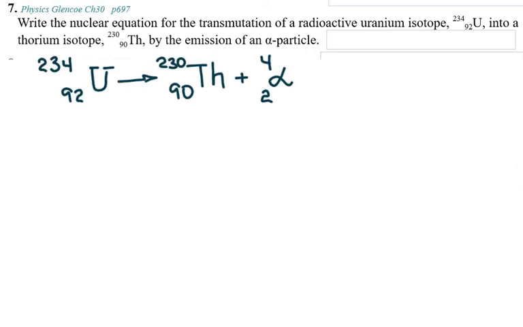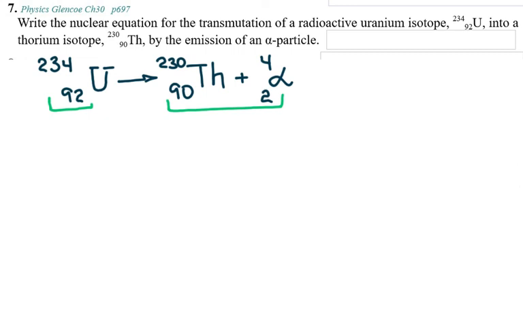In this question, they say write the nuclear equation for the transmutation of a radioactive uranium isotope 234 into thorium isotope thorium-230 by emitting an alpha particle. So again, when you write the alpha particle emission, the number of the protons must match the number of the protons on the left and right side. So the sum of them has to be equal to 92.